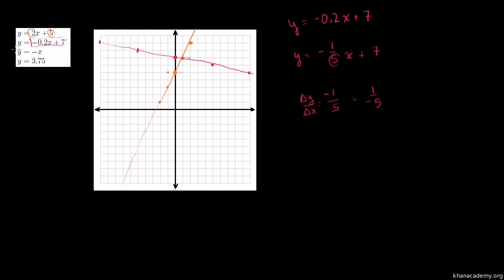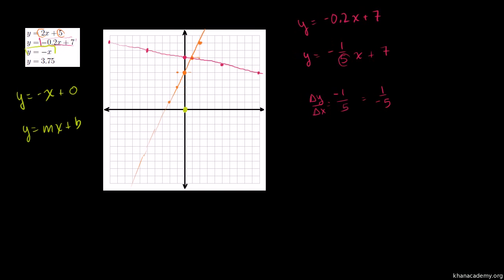Now let's do this one. y is equal to negative x. Where's the b term? I don't see any b term. You remember we're saying y is equal to mx plus b. Where's the b? Well, the b is 0. You could view this as plus 0. So here b is 0. When x is 0, y is 0. So that's our y-intercept right there at the origin.